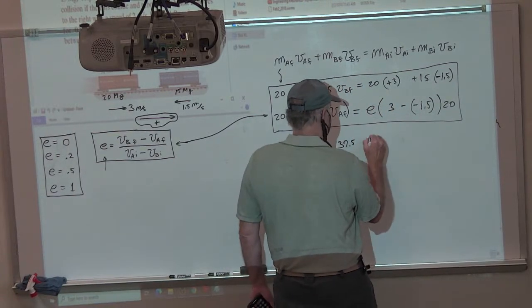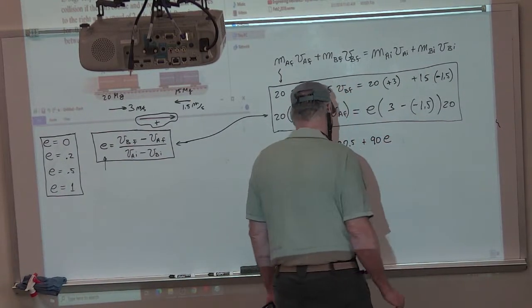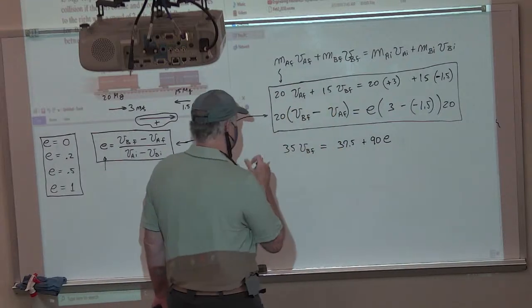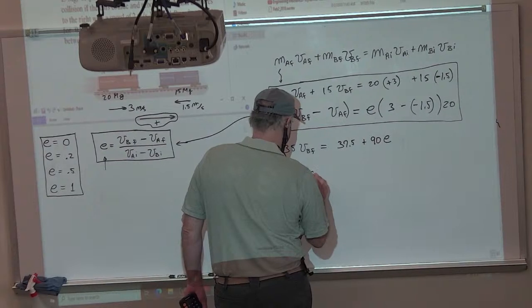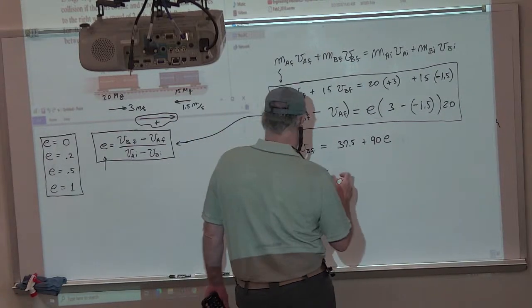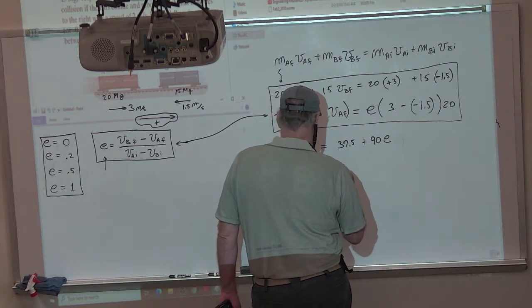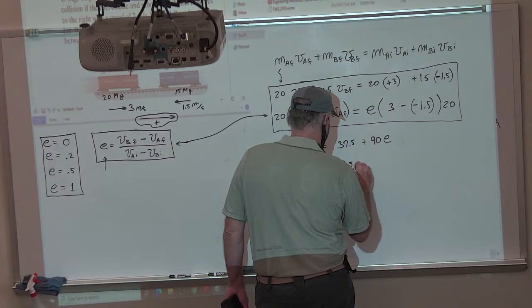$90. And so now I'm going to go ahead and remove this. Let's make sure in a second that I've got this correct. Okay, 35 will be 37.5 plus 90E.